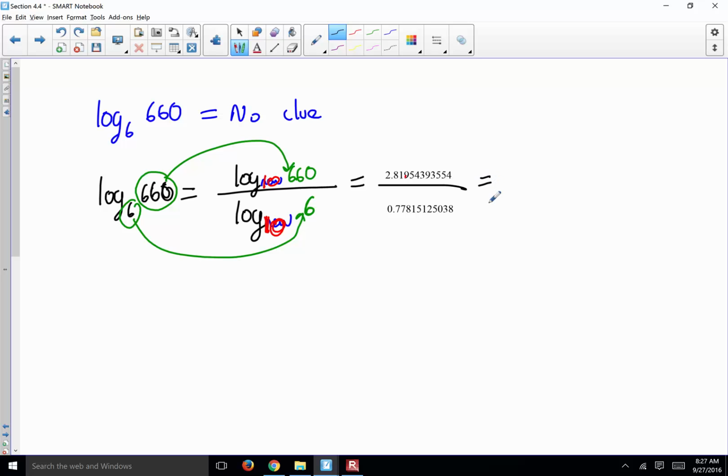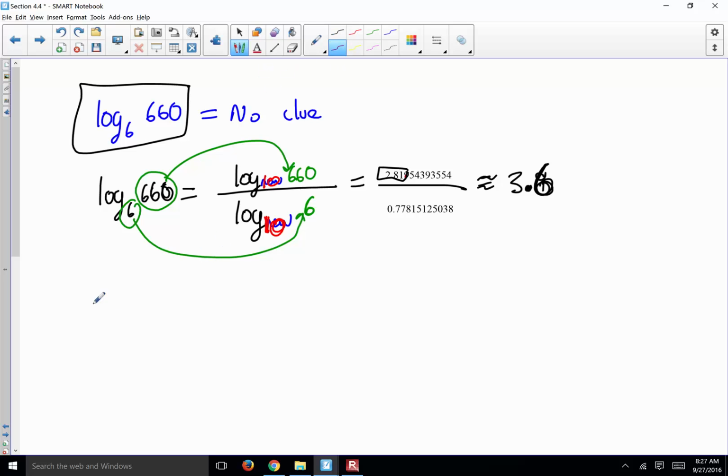Somebody help me. 2.81 over 0.77 is about 4-ish, I think. 3 point something. Just divide the first one. 3.6. Yeah, there you go. You computed this logarithm base 6 of 660. You couldn't do it earlier. Now I can do it.